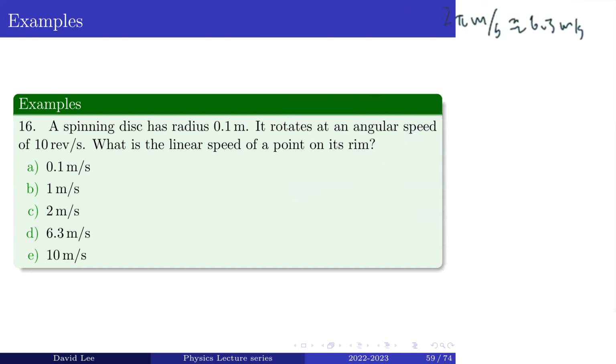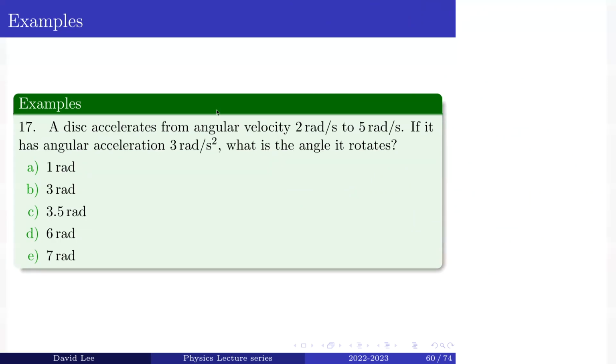Okay, so yeah, watch out for revolutions versus radians. Just watch out for units in general, because they might try to trick you with units. Now let's go on to the second example for this section.